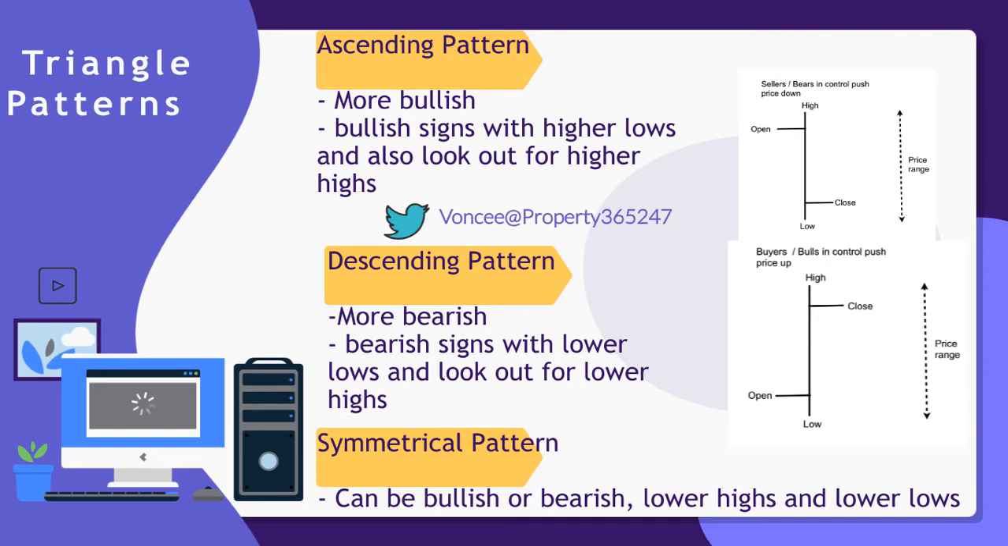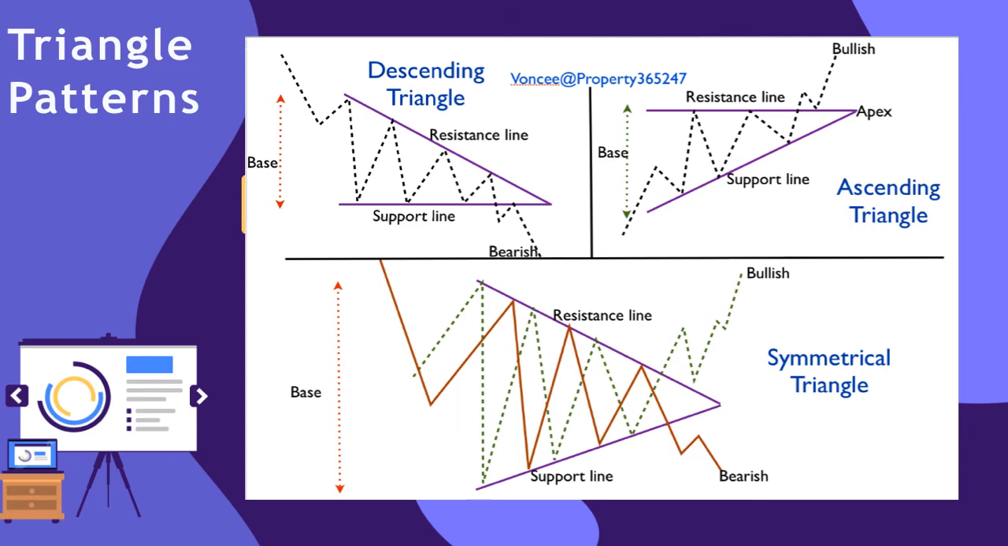So the descending pattern, it's more bearish. You're going to see some more of these lower lows, and also look out for the lower highs inside that triangle. The symmetrical pattern, it can be bullish or bearish. So it's got some lower highs and some lower lows in there. As you can see, I've flipped back to the previous slide there.